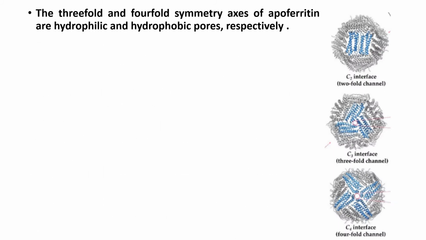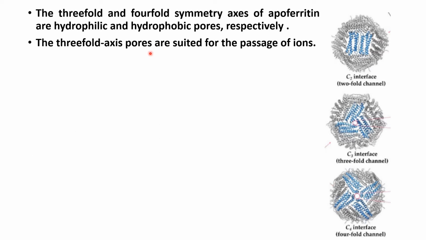The threefold and fourfold symmetry axes of apoferritin are hydrophilic and hydrophobic pores respectively. We know the threefold channel is the hydrophilic one, so it is most suitable for ions, metal ions. But the fourfold channel is the hydrophobic pore, which is suitable for protein molecules or lipid molecules. Okay. So the threefold axis pores are suited for the passage of ions.